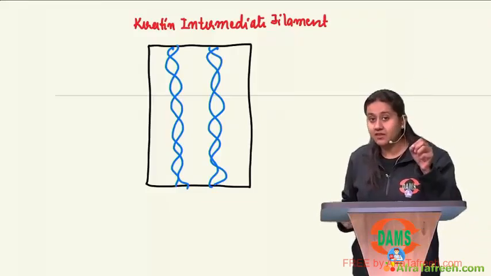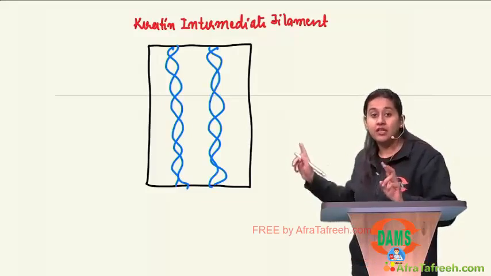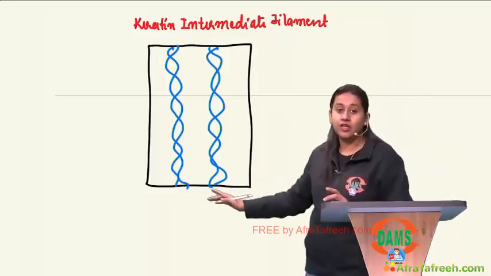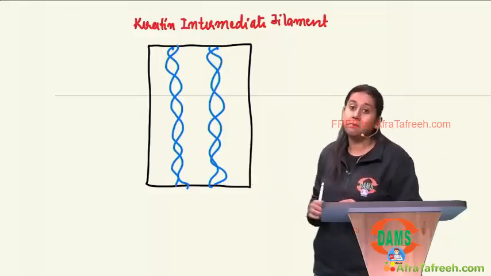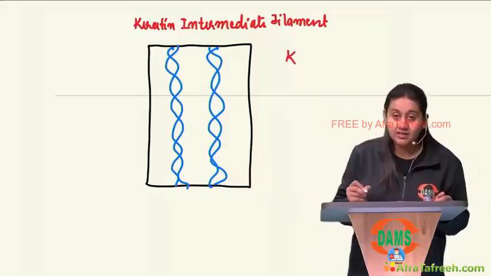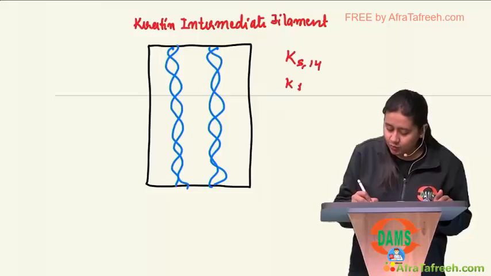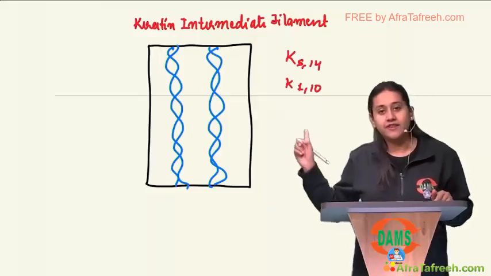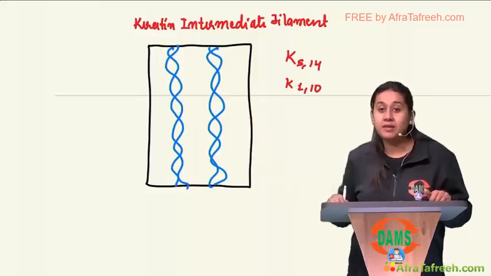Now, as we have discussed, they are present in pairs. They are not present singly. They are made up of two chains. If you see here very carefully, it is made up of two chains. One is an acidic chain, another is a basic chain. So you always see that the keratin filament pairs are written in groups: keratin 5, 14, keratin 1, 10. So 5 is an acidic chain, 14 is a basic chain. 1 is an acidic chain, 10 is a basic chain.